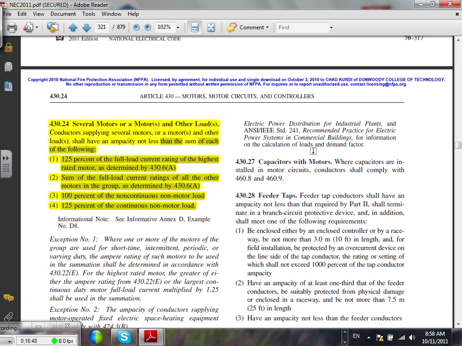Right here. Please highlight all of this. This is how we size the feeder. 430.24: you take the largest motor, multiply it by 1.25, and you add the full load current of the other motors. In 2011, they changed a few things. They said, what if your panel that feeds motors also feeds lights? You take the lights and multiply by 1.25 because it's a continuous load. What if the same panel that feeds motors also feeds receptacles? You take the full load current of the receptacles because they're non-continuous. So long story short, that's how we size a feeder that feeds motors. Cool?